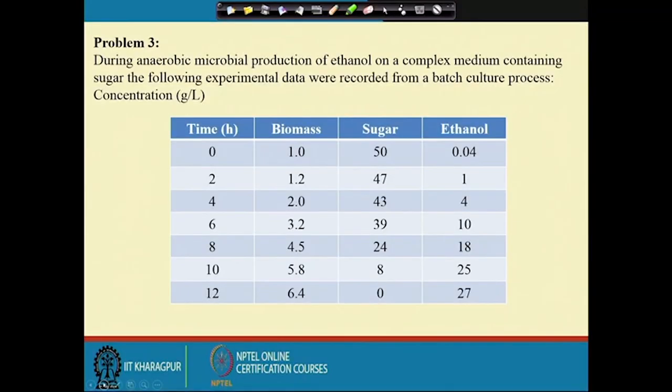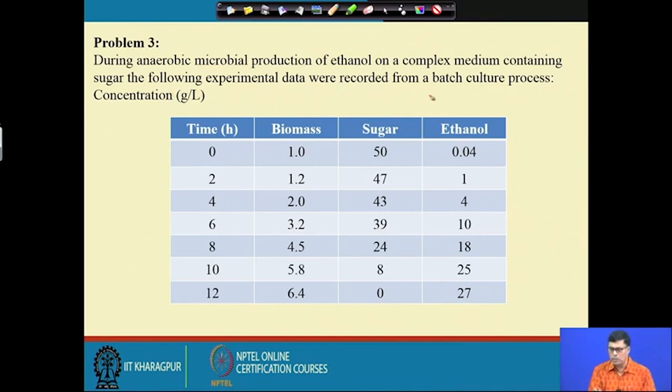Now, as I pointed out, the stoichiometry of the bioprocess also gives you an idea about the validity of the experimental data. Now, this particular problem deals with that. Now, what is this problem? The problem is that during the anaerobic microbial production of ethanol on complex polymer media containing sugar, the following experimental data were recorded from a batch culture process.